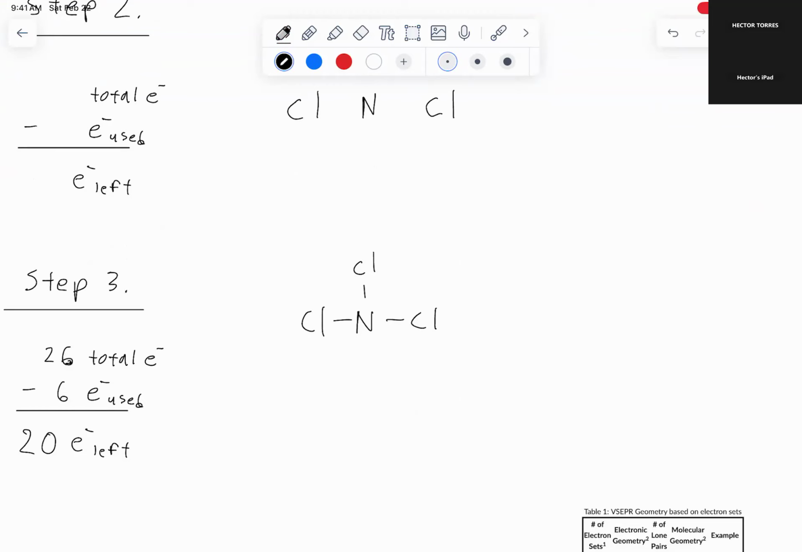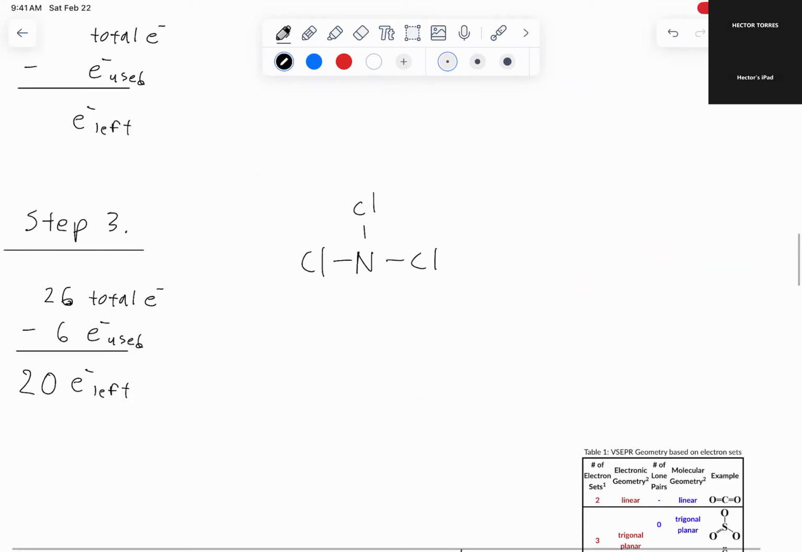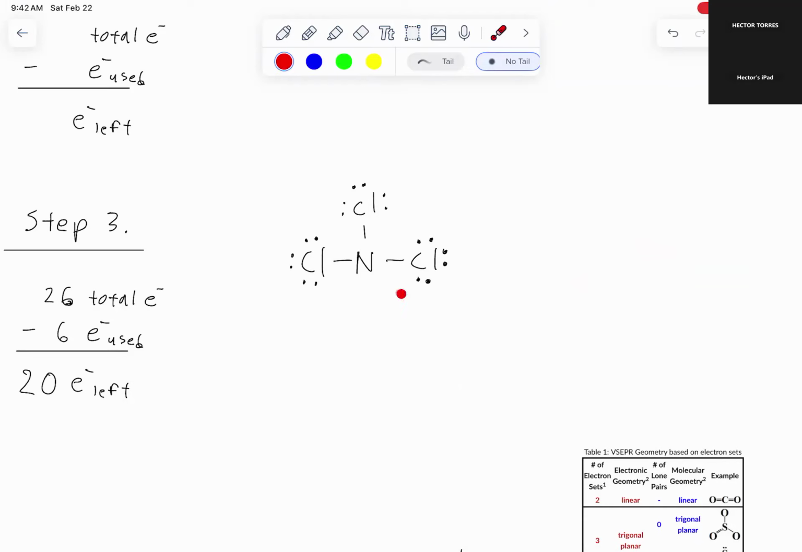Now with those 20 electrons, we're moving to step 4, which is putting in the lone pairs. For the lone pairs, we're going to put them on the exterior atoms first. So 1, 2, 3, 4, 5, 6. So 6 around each of the Cl's. The reason we put 6 around each of the Cl's is because we want to complete the octet. All of the atoms are most stable when they have a completed octet. That way they fill the orbital.